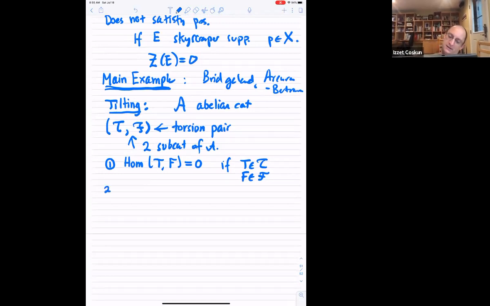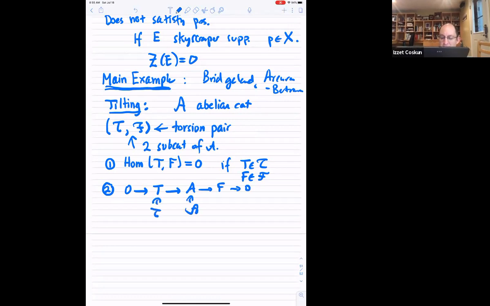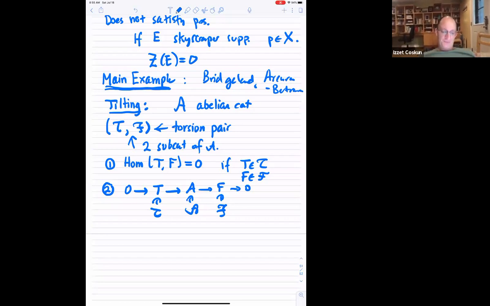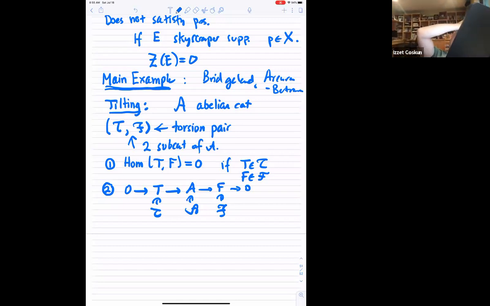And the second thing that you want is that any object in A should be written like this, where this is an A, this is in T, and this is an F, right? Again, the way you remember this axiom is, again, think about the sheaves. Every sheaf has its torsion part, and the quotient is torsion free, okay? Okay, so these are the axioms.